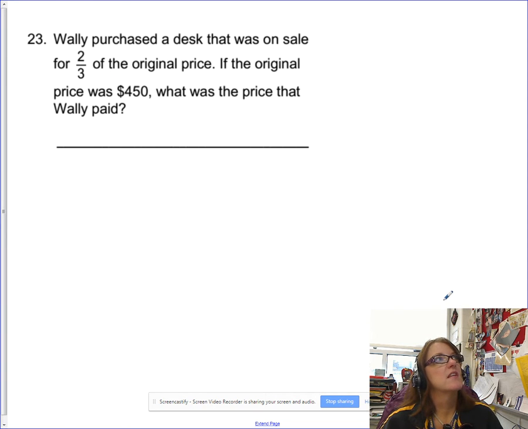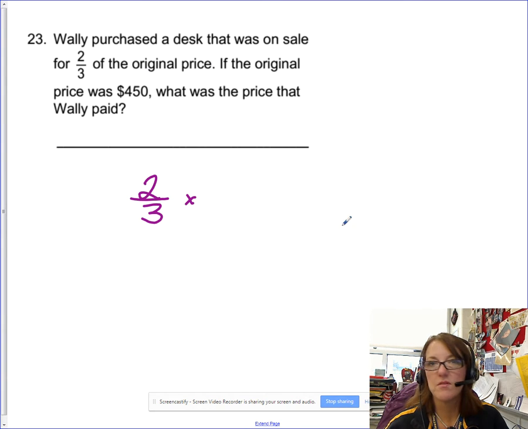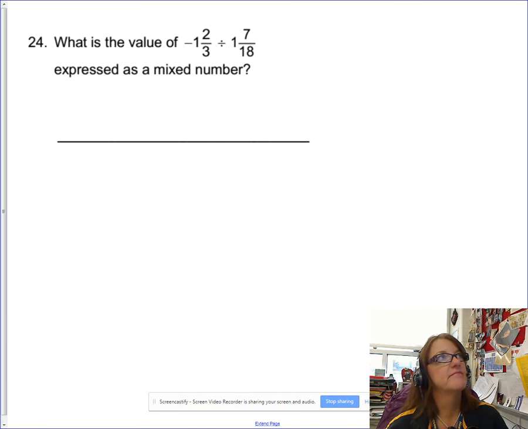Wally purchased a desk that was on sale for 2/3 of the original price. If that original price was $450, what was the price that Wally paid? He paid 2/3 times that price. You're just multiplying 2 values. Go ahead, calculate, make sure you label your answer.